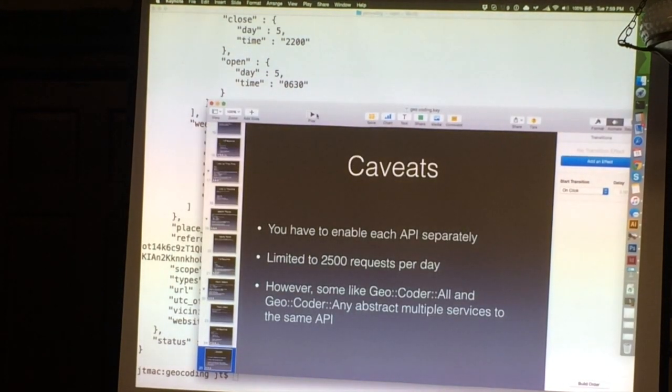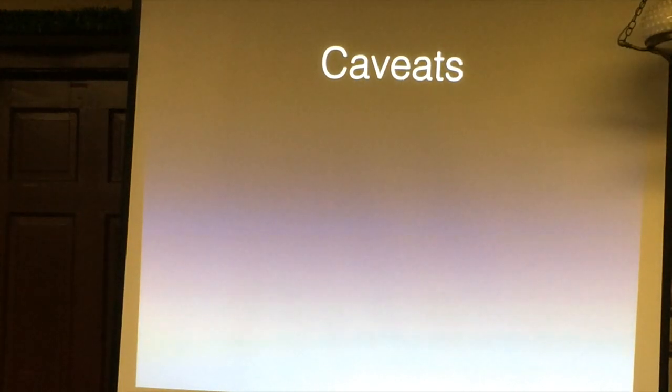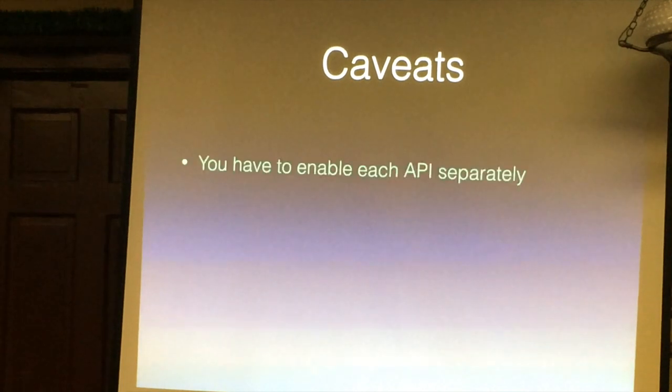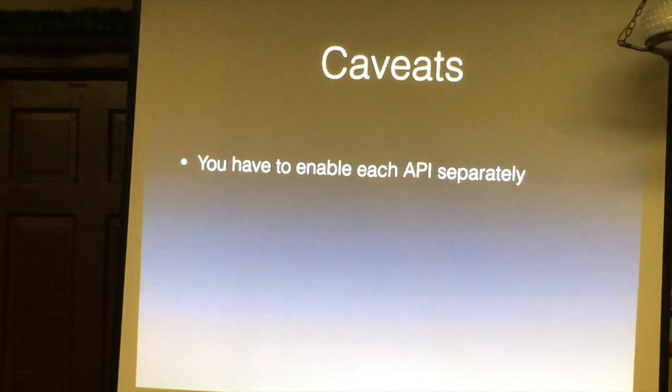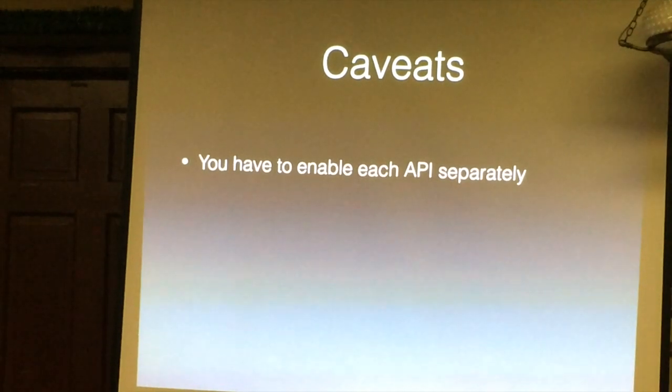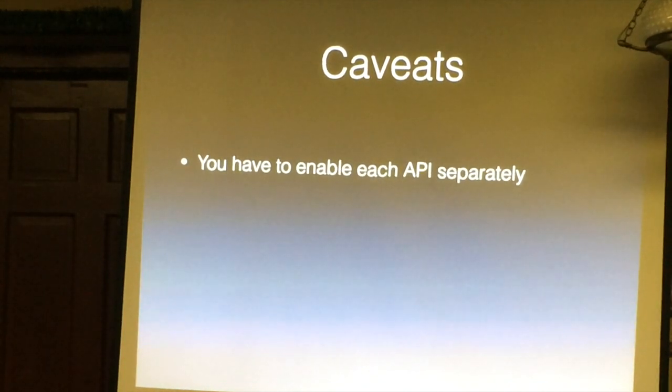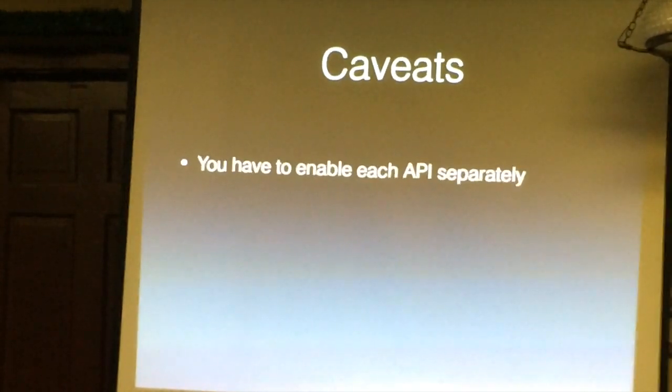Okay, so with that, we'll move into a few caveats about the Google APIs. So that's it for the Google APIs for the backend stuff, I should say. One thing that you have to remember, because I kept screwing this up over and over: as I would use a new API, I would forget to enable it, because I'm thinking, oh, I have a key, it should just work. And no, you actually have to enable each API separately.